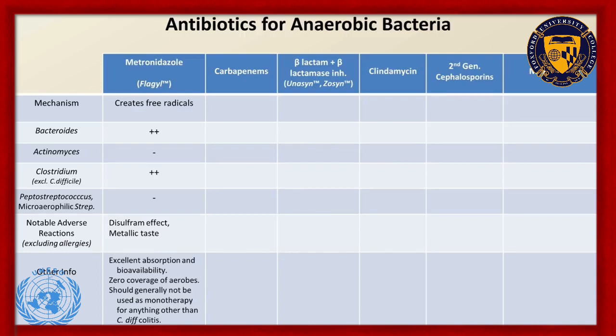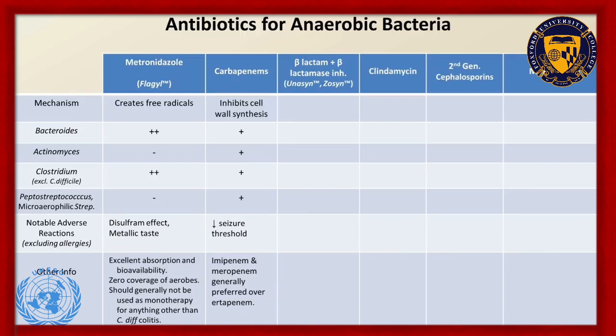The next category of antibiotic is the carbapenems. These inhibit cell wall synthesis and are active against just about all anaerobes. A notable adverse reaction is a lowering of the seizure threshold. As a general rule, imipenem and meropenem are preferred over ertapenem due to slightly broader coverage, though the latter has the significant advantage of decreased dosing frequency.